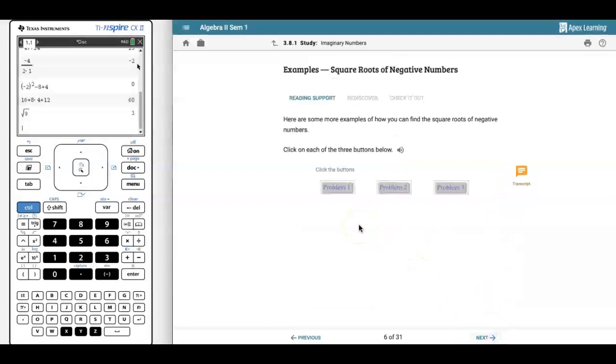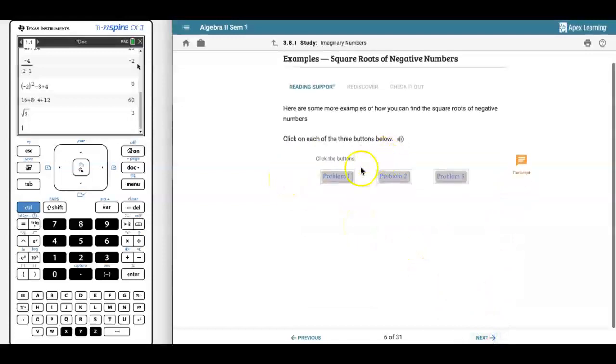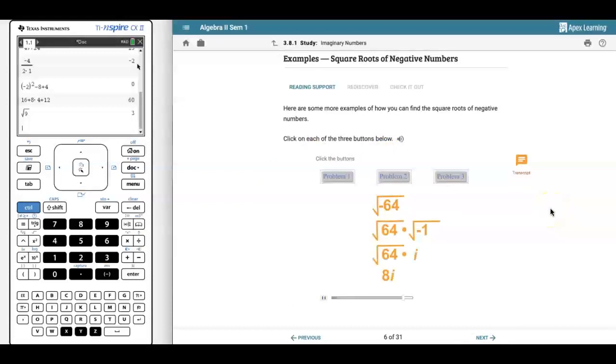Here are a couple more examples of how to find the square root of negative numbers. For -64, factor out the -1, change that to i, and then the square root of 64 is 8. Multiplying together, that's 8i. For -9, you factor out the -1, change it to i, the square root of 9 is 3, so you have 3i. For -121, factor out the square root of -1, change that to i, and you get 11i.